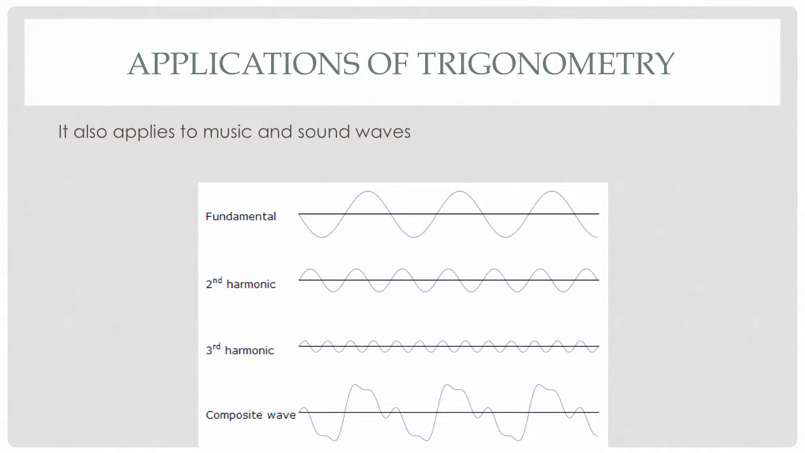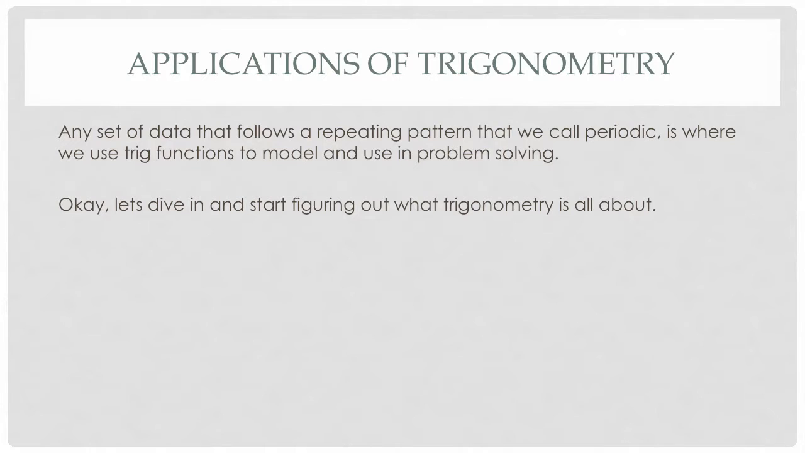What about music and sound waves? Well, these are kind of nice wavy periodic graphs, right? These are all representative of sine functions, and we can combine some functions in different ways to even make this third one a composite wave. So anytime we have sound or light or magnetic, anything that can be modeled with a wave, we can use trigonometry functions for that. Any repeating pattern of data, we call it periodic, and we can use trig functions to model this kind of data.